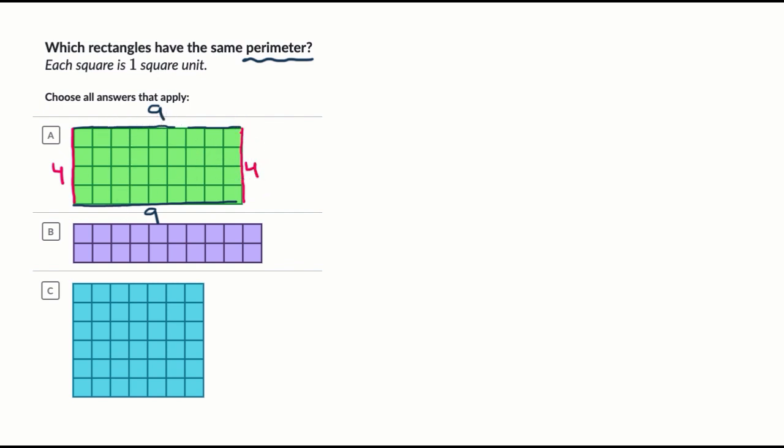Let me do that. I could do 9 plus 9, plus 4 plus 4. And that is going to be equal to, let's see, this is 18 plus 8. What's my brain doing? 18 plus 8 is going to be 26. And these are just units. They're not telling us that they're meters or centimeters or anything like that. So I'll just say units. That's the perimeter of this first figure.